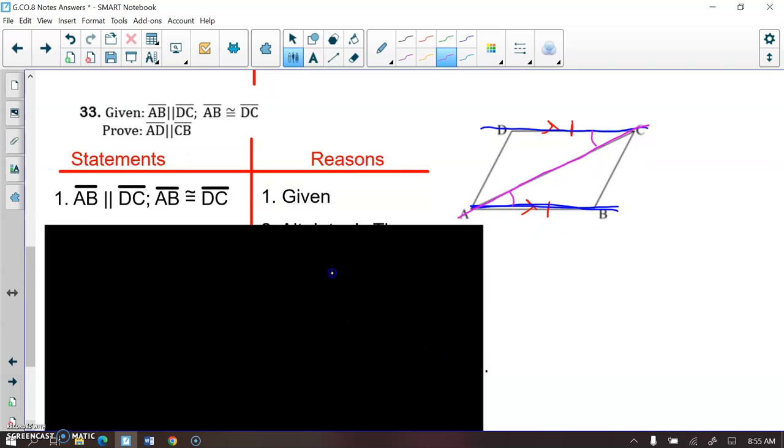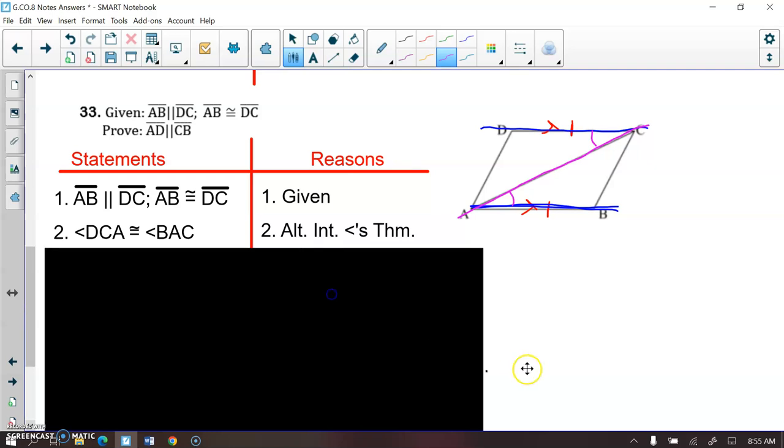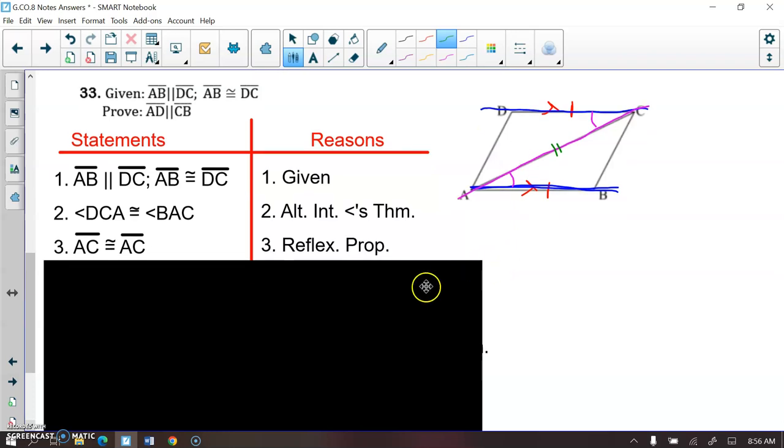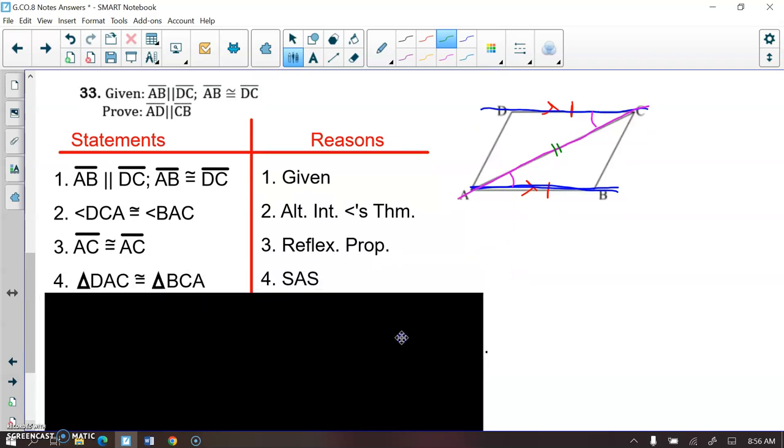So I'm going to say angle DCA is congruent to angle BAC by the alternate interior angles theorem, because I know that these were parallel lines. And then these two triangles share this side in common, so I'm going to say AC is congruent to itself by the reflexive property. So now I have three things congruent in both of these triangles. I can now say that the triangles are congruent by SAS. Make sure your order is good on your vertices.